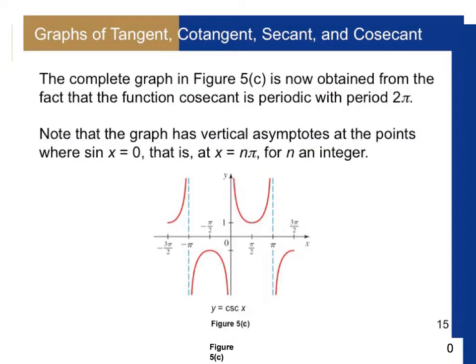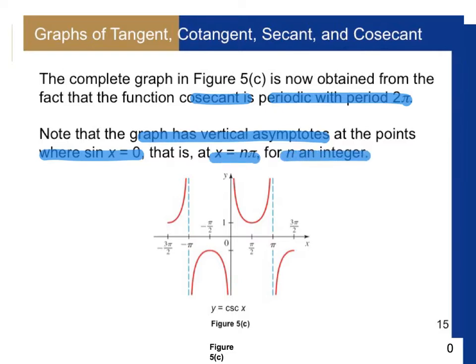Okay, now getting back to our cosecant graph. We just extend it to more than one period, so it's periodic with period 2 pi, just like sine, because it's the reciprocal of sine. And the graph has vertical asymptotes where sine is 0, right? That would be x equals n pi for n any integer. So 0, pi, 2 pi, minus pi, etc. We're going to have those vertical asymptotes.